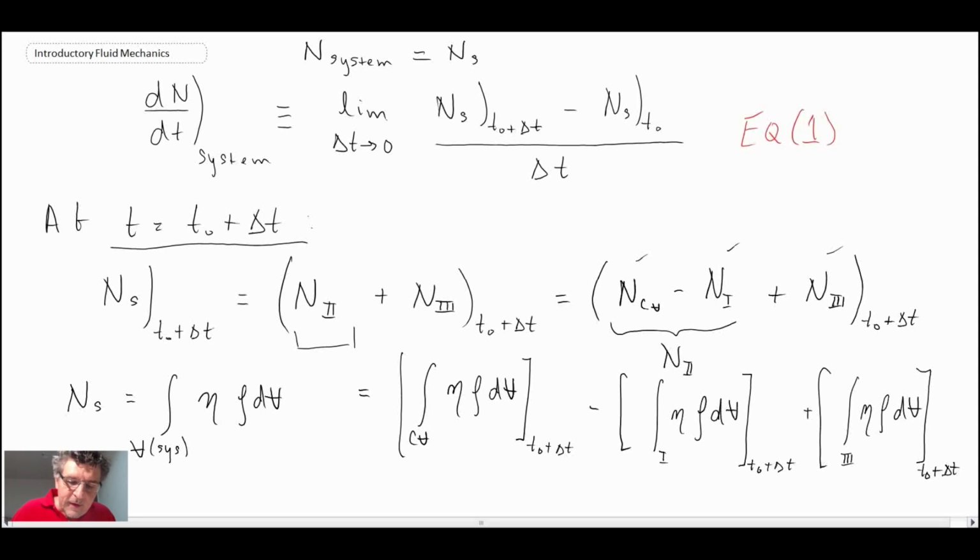So this gives us an expression, this is what we're showing here. That gives us the value of the extensive property at t0 plus delta t for our system. We have a little bit of the control volume and then regions 1 and 2. So that's what's happening at t0 plus delta t. Let's take a look at what is happening at time t0.